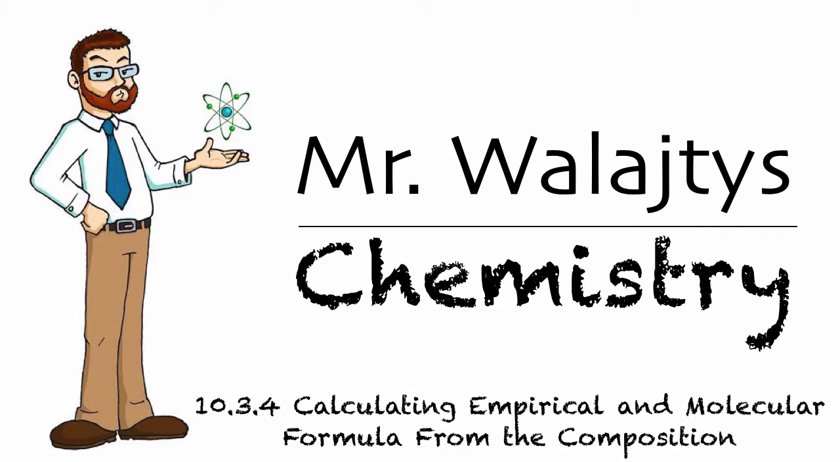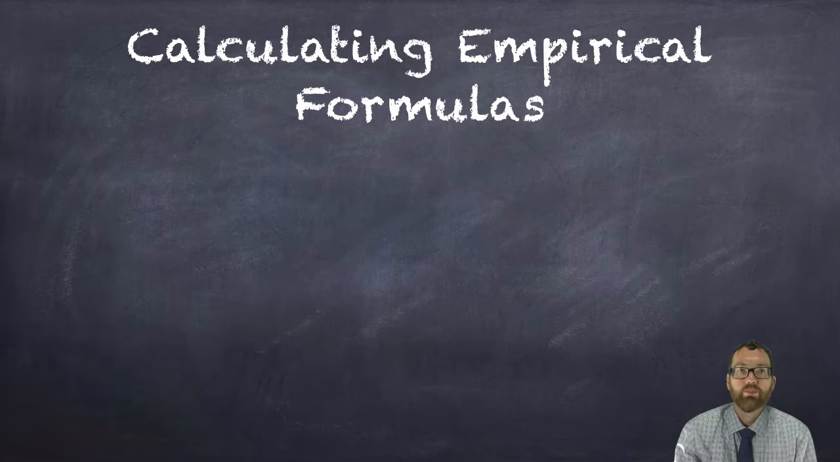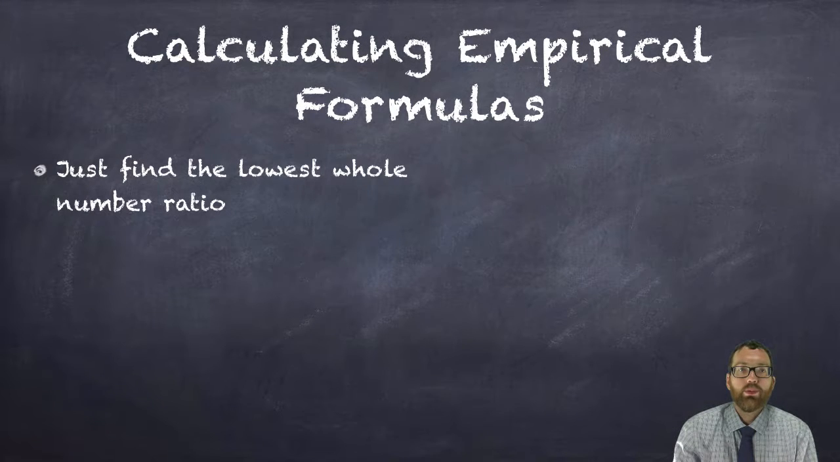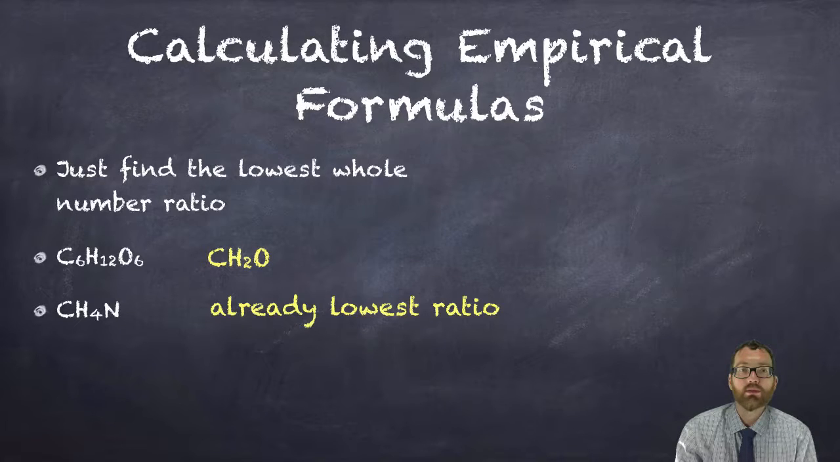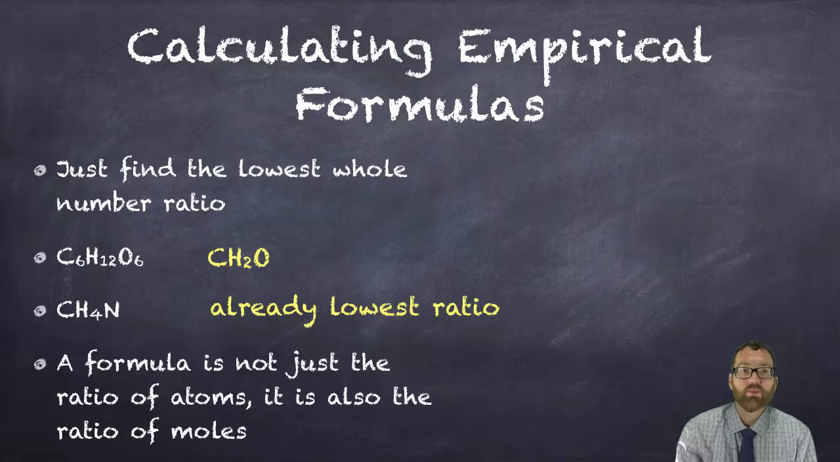In this video, I'm going to show you how to calculate empirical and molecular formula from its composition. To calculate the empirical formula, you just need to find the lowest whole number ratio. So in a molecule like C6H12O6, all of those numbers are divisible by 6, so I can reduce it down to CH2O. And something like CH4N, there's not a single number I could divide them all by to reduce it down, so it's already in its lowest ratio.